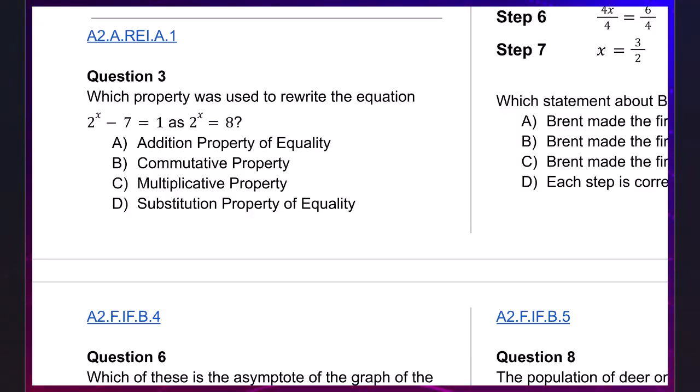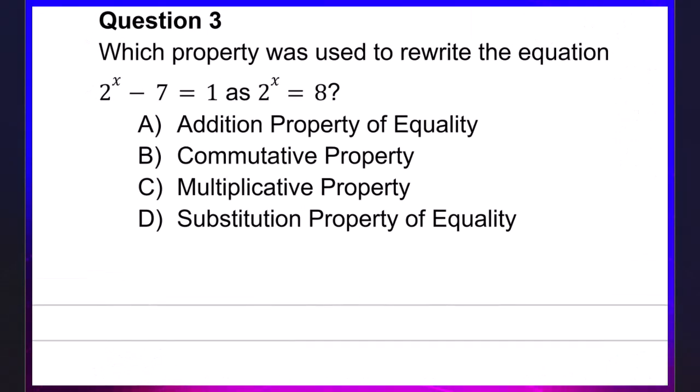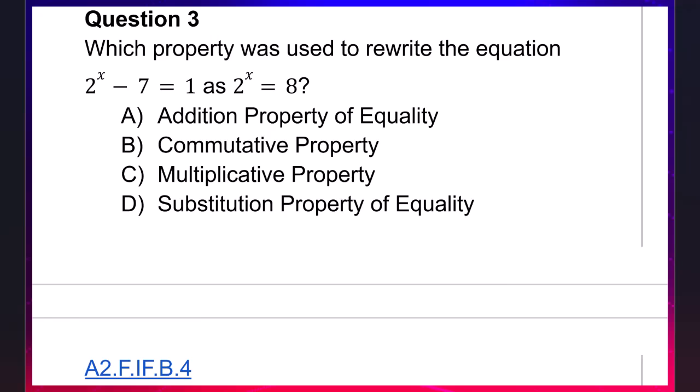Question number 3. And I apologize if you may have gotten part of this question clipped out of your paper for a hole punch, but this is what it looks like. It says, which property was used to rewrite this equation? Let me go ahead and write it down over here so you can kind of see what happened.